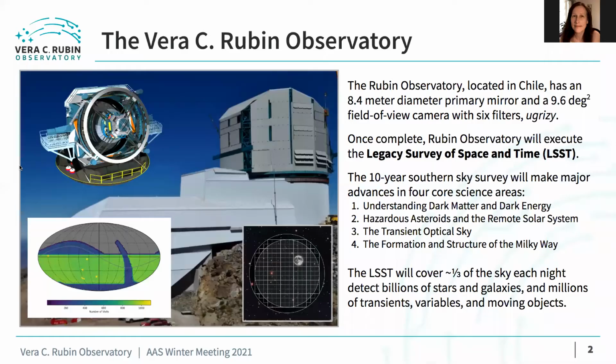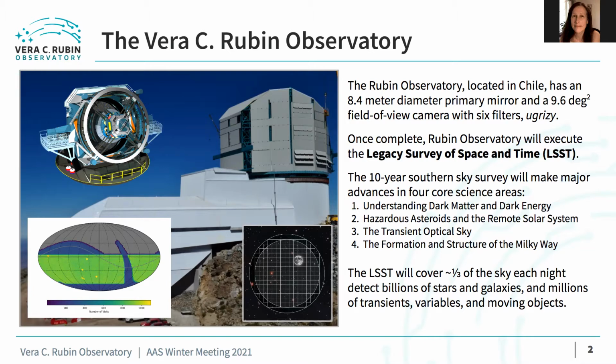The Vera C. Rubin Observatory is being built on Cerro Pachon in Chile, the same mountain which hosts the Gemini South and SOAR observatories. The Rubin Observatory will house a Simonyi Survey Telescope, which has an 8.4 meter primary mirror. The LSST science camera has a 9.6 square degree field of view and 6 optical to near infrared filters, u, g, r, i, z, and y. Once construction and commissioning are complete, the Rubin Observatory will execute the 10-year Legacy Survey of Space and Time, the LSST.